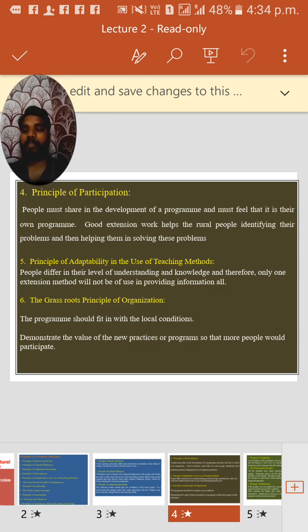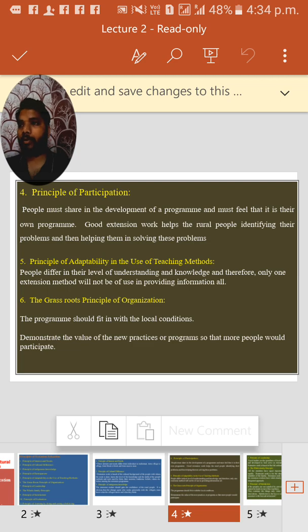Grassroots principle of organization. Grassroots means base level. When we organize any program, it should go to the base level. Each and every family, each and every last person, has to benefit from the scheme. So this is also an important principle in extension education.